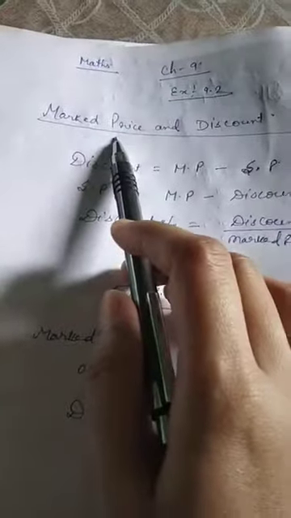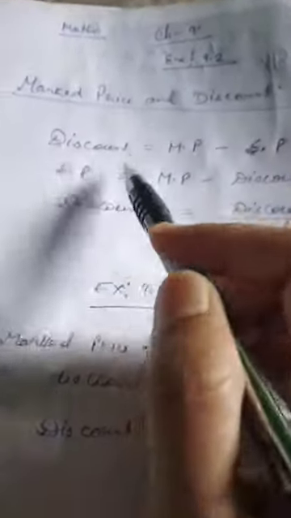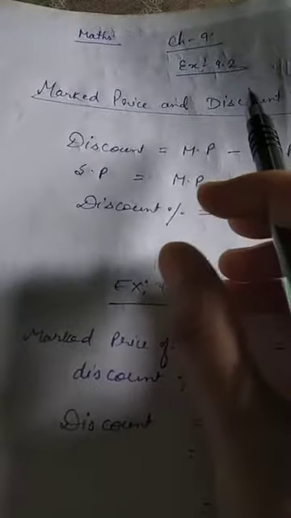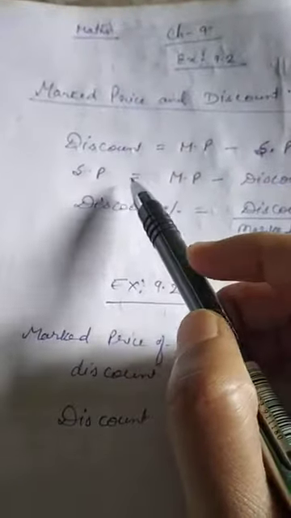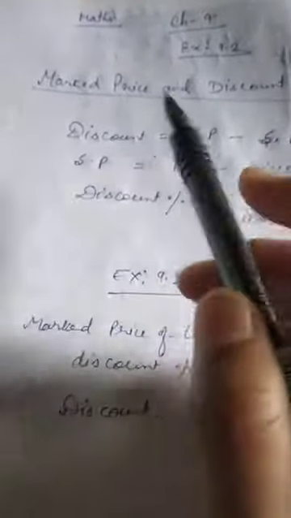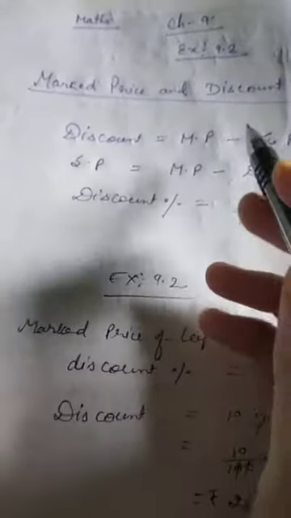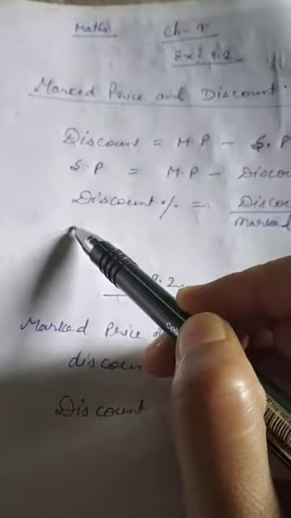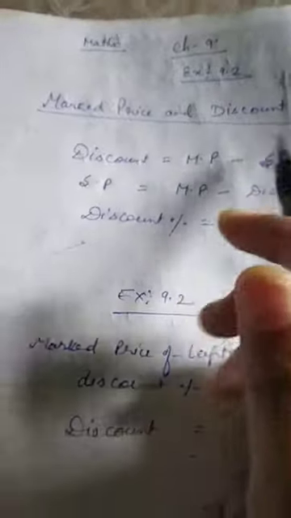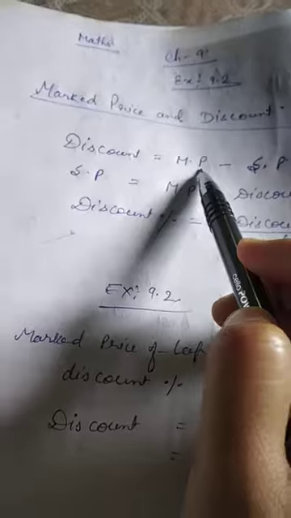What is marked price and what is discount? Marked price is just a tagged price. Whenever we go to the shop, we see on any article a price printed over there. It is not necessary that the shopkeeper sells the item at that price only. He gives some discount. Sometimes there is a discount written, 20% discount. So the marked price is just a tagged price attached to the article, and in short form we say MP.